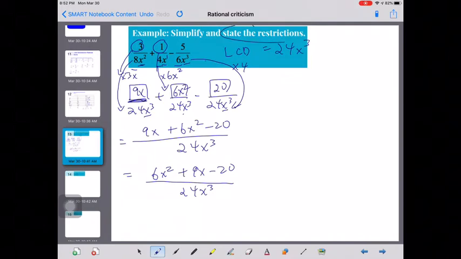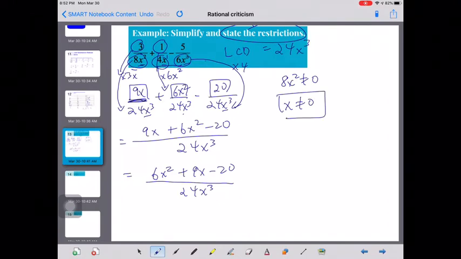Now, before we actually end this question, we need to talk about restrictions. So restrictions, like the previous videos, we look at each individual denominator, and we don't want those denominators to equal 0. In all cases, 8x squared cannot equal 0. You work it out, you end up getting x is not equal to 0. If you do the same for all two of them, they'll pretty much be the same.